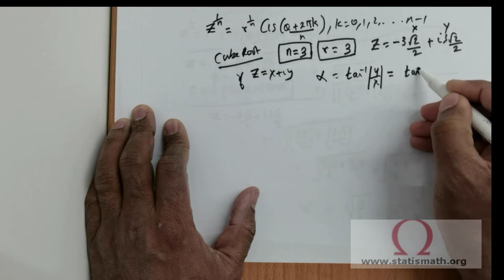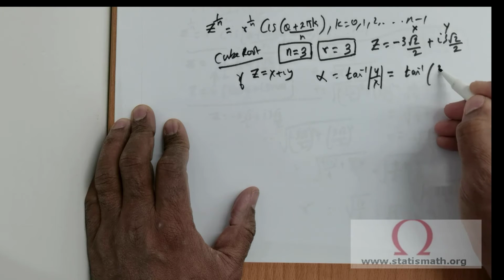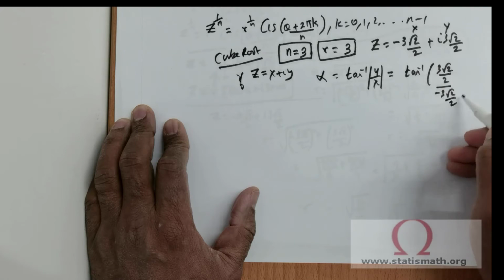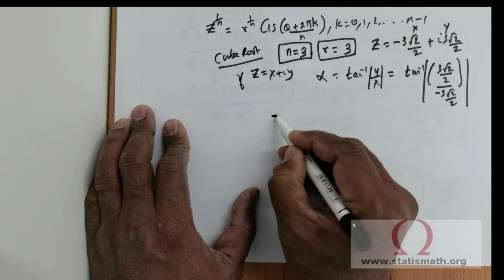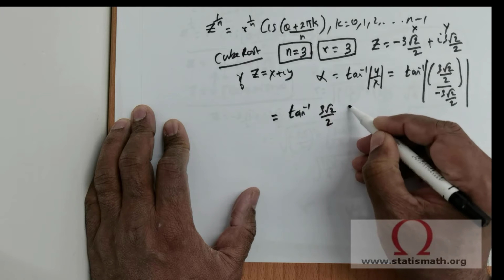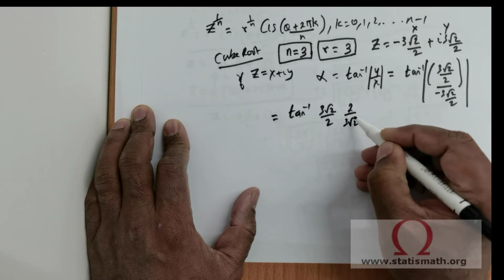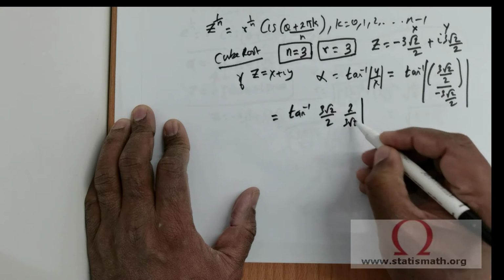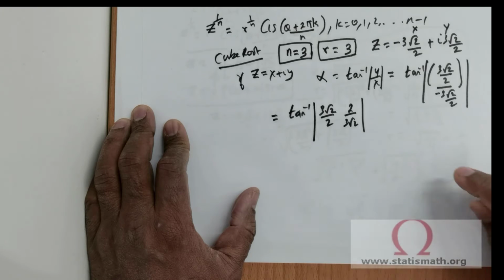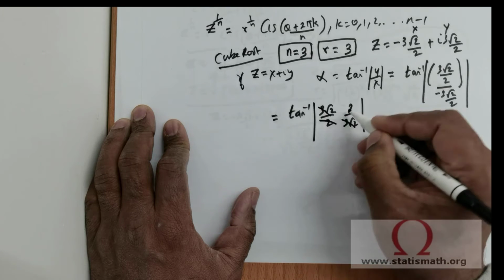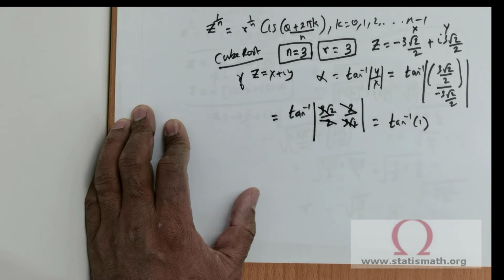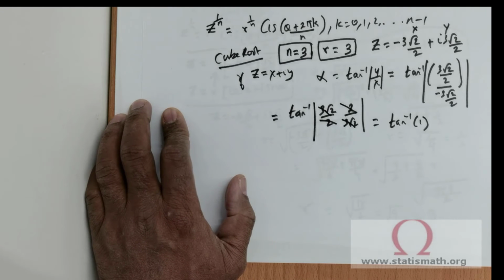So if I were to find the tan inverse, that's going to be tan inverse of 3 times root 2 divided by 2 divided by negative 3 times root 2 divided by 2. Of course we need to place the modulus sign, so that's going to be tan inverse of 3 times root 2 divided by 2. When you flip it, it's going to be 2 over 3 times root 2. Of course we have a negative sign, but that's not going to be affecting us because we got the modulus sign here. So what happens here, we are having a complete cancellation of the quantities resulting in tan inverse of 1.